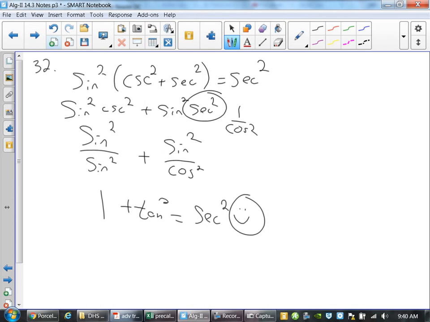I'm not going to lie, it's the Pythagorean identities that you guys have to know. You have to know these. You've got to know those.